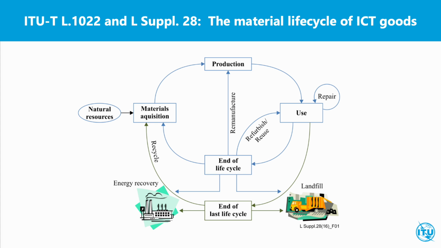In addition to reducing the materials, the focus is on energy usage during the whole life cycle of goods, which means improved efficiency in the production and use stages. Finally, in the figure, end of last life cycle means that the ICT infrastructure good can no longer be circulated.